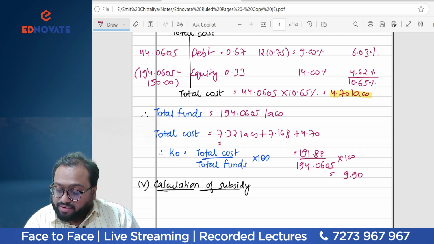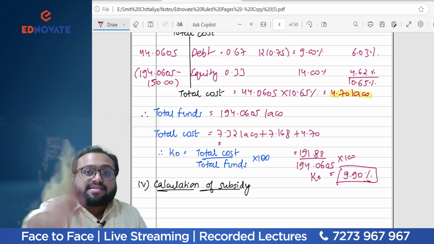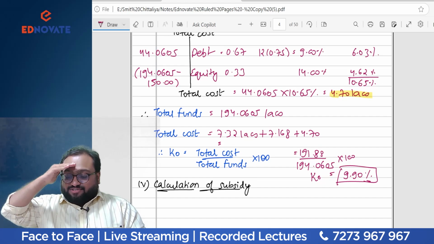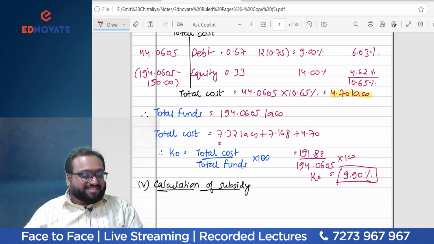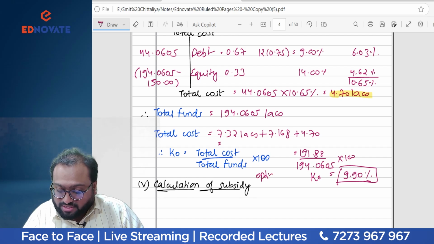nearly around to 9.90%. And to have good news, this is your KO, which is less than 10%. Yes, the company is eligible for the subsidy. Superb. See here also the option, I think so. Which option is right? The option C is right. The option 3 is right.